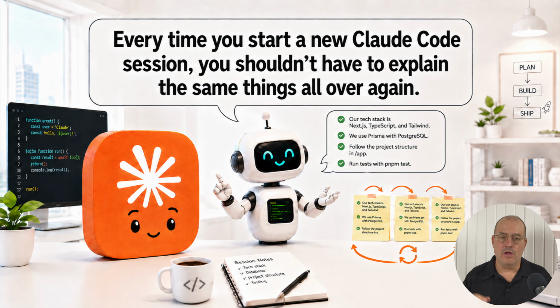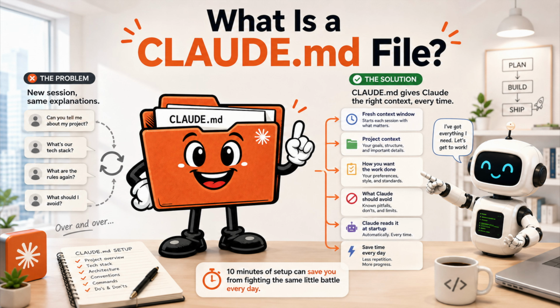What is a CLAUDE.md file? Claude Code starts each new session with a fresh context window. Unless the important background is written down somewhere it can read, you may find yourself giving the same explanation or correcting the same mistake again and again. A CLAUDE.md file solves that problem. It gives Claude a short set of instructions about what you're working on, how you want the work done, and what it should avoid. Claude reads that file when it starts working on your project. So it already has that context before you begin.